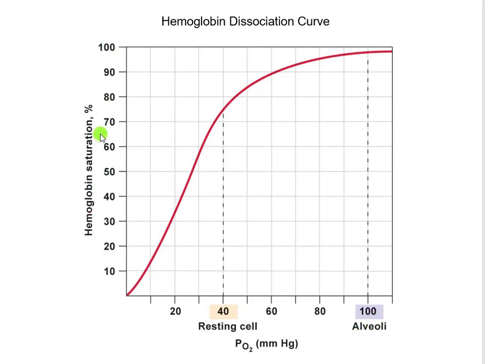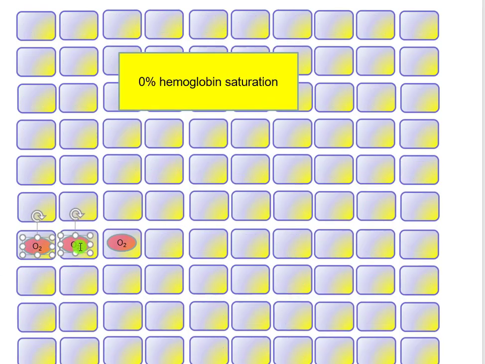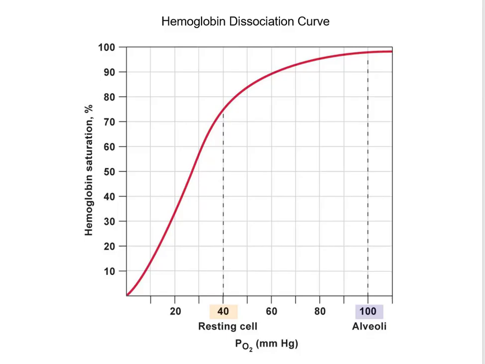On the y-axis, what I have is hemoglobin saturation from 0, way down here, to 100. Well, now you have a visual for what that means. 100% hemoglobin saturation means this, right? This scenario right over here. 0% hemoglobin saturation means, let me erase these, this is 0% hemoglobin saturation. All right, so now we have our bearings. On the x-axis is PO2, and the y-axis is hemoglobin saturation.